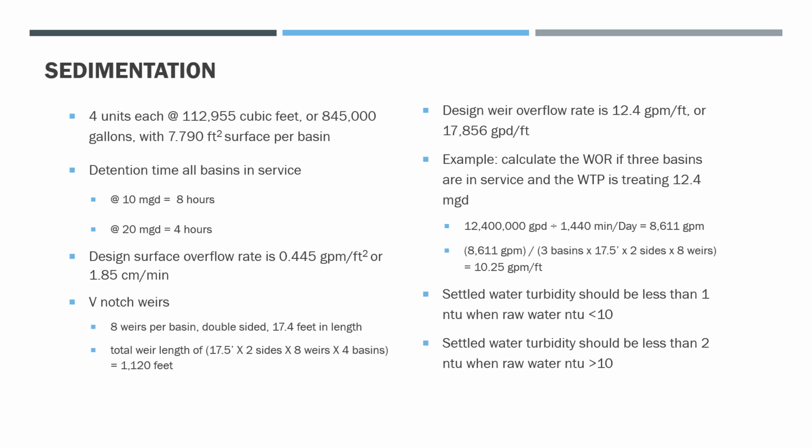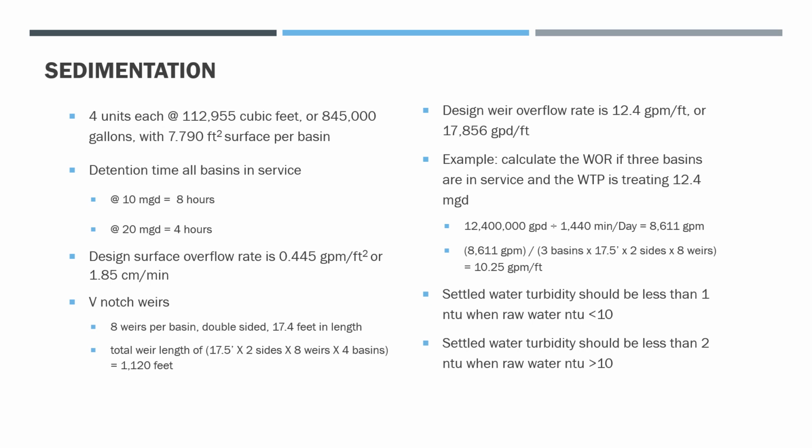They have V-notch weirs. There are 8 weirs per basin, and these are double-sided. Each of them is 17.4 feet in length. So the total weir length then would be the 17.5 times 2 sides, times 8 weirs, times the 4 basins, or 1,120 feet with all basins in service. So the design weir overflow rate would be 12.4 gallons per minute per foot, or 17,856 gallons per day per foot, which all meets Ohio EPA standards.